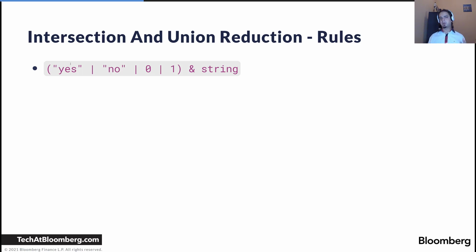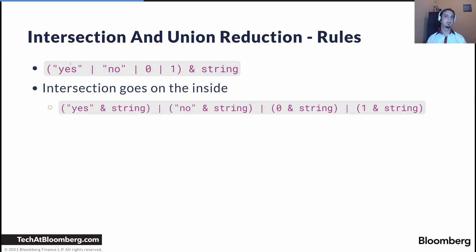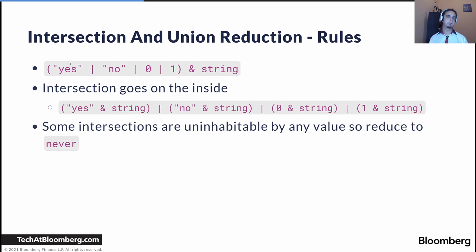The first rule that it will try to apply is to move the intersection inside. So basically what will happen here is that TypeScript will apply the distributive property of intersections and unions. So basically it can just move that intersection with string inside of the parentheses and distribute it across each constituent of the union. So basically this is the first step that happens, right? Intersection with string goes on the inside.